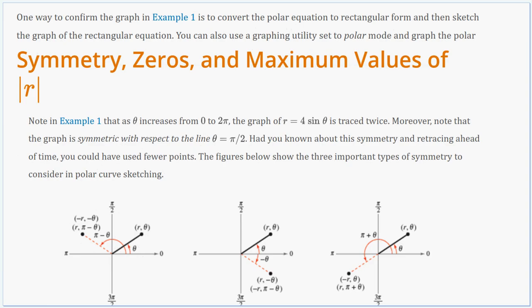Here's some stuff about symmetry, zeros, and maximum values of our function. They've got the absolute value bars around the r radius. Note in example 1 that as theta increases from 0 to 2 pi, the graph of 4 sine theta is traced twice. Moreover, note that the graph is symmetric with respect to the line theta is pi over 2, or the positive y-axis. Had you known this about the symmetry and retracing ahead of time, you could have used fewer points.